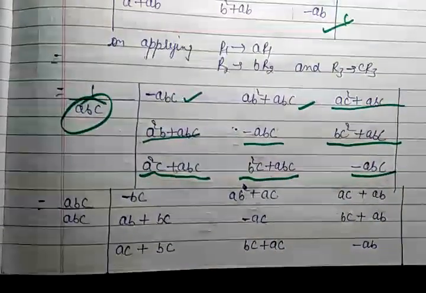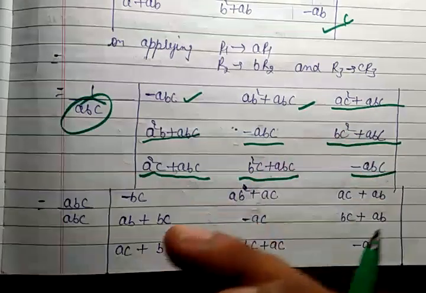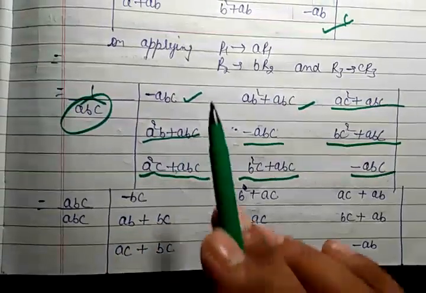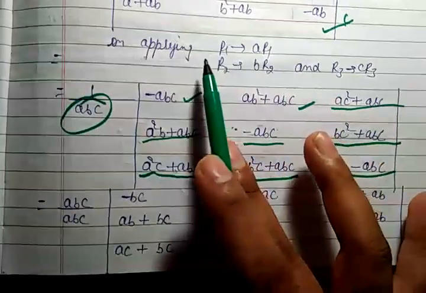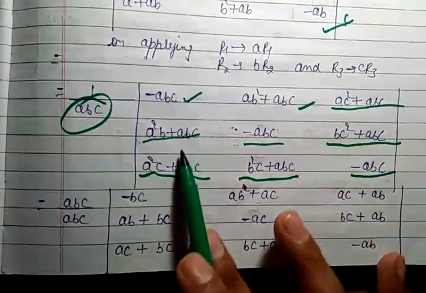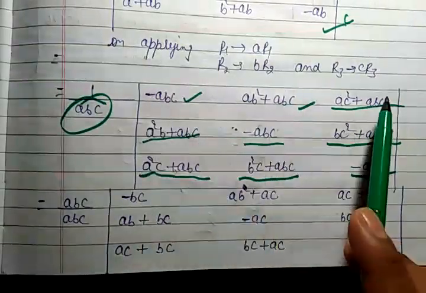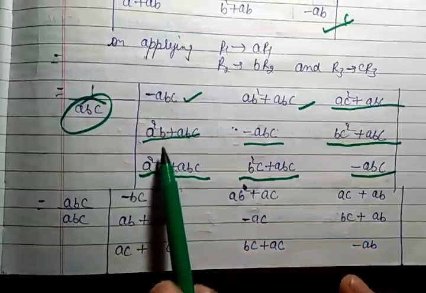And after doing so, we are going to take out abc common again. We did the same thing in our previous question also. We multiplied a in the r1 row, but now in the next step we are going to take common from c1.